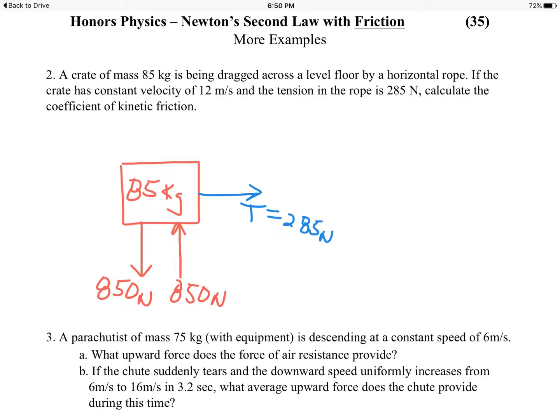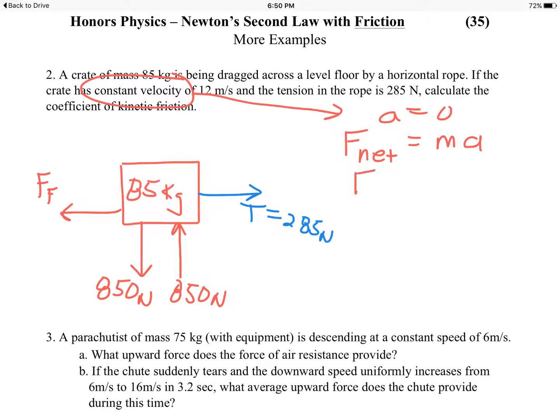And there'll be some friction restricting the motion. Force of friction. In this case it is kinetic friction because it's sliding. Now the nice thing about this problem is that there's a constant velocity. These are almost always the easier type of problems because when you have constant velocity, what that means is the acceleration is 0. And therefore the F net, which is m times a, is also 0. F net equals 0.